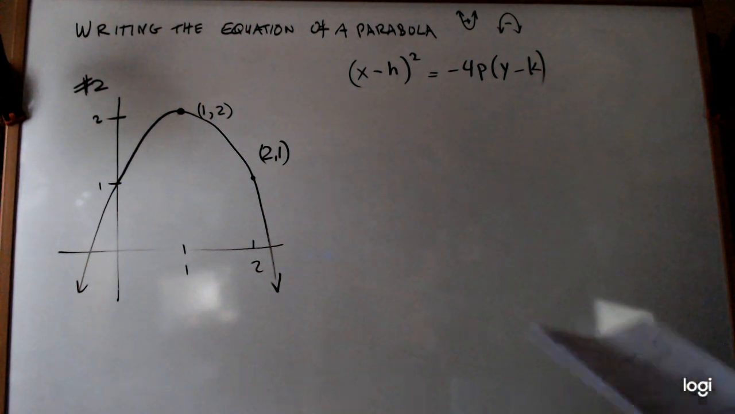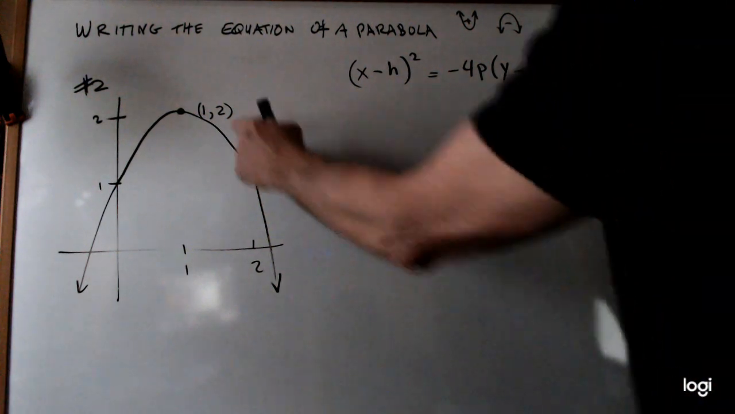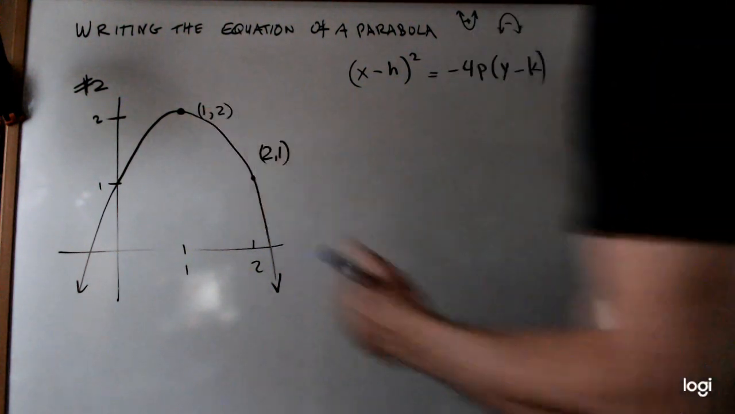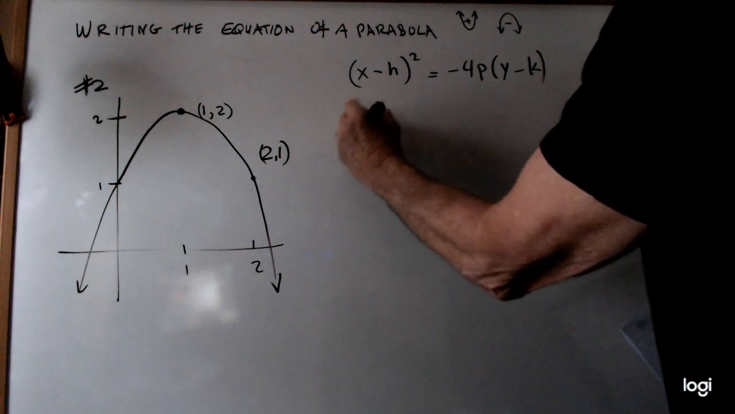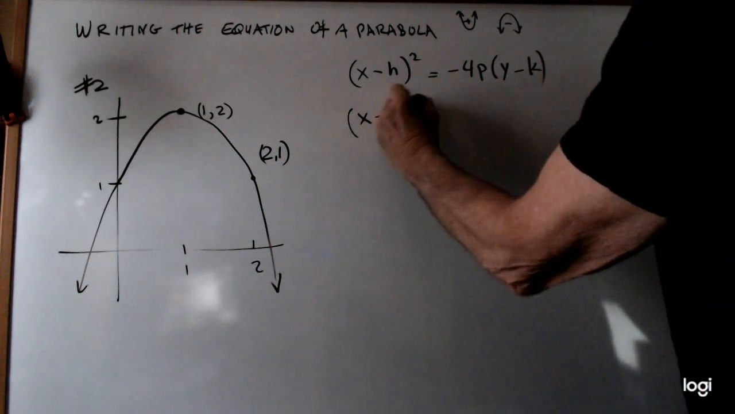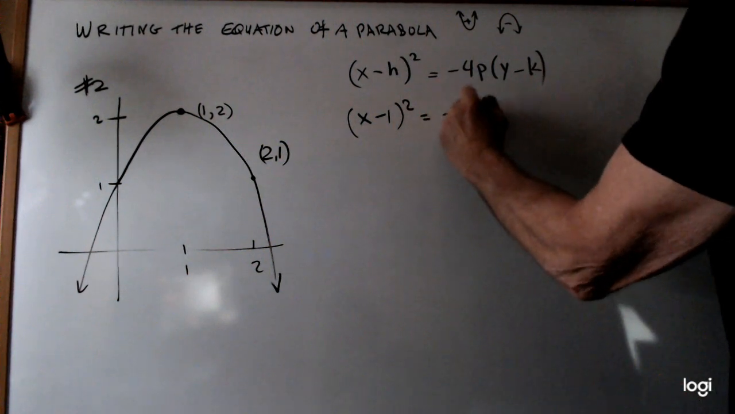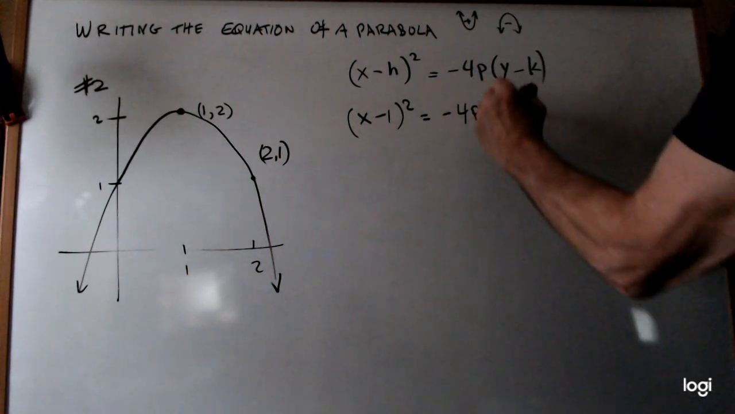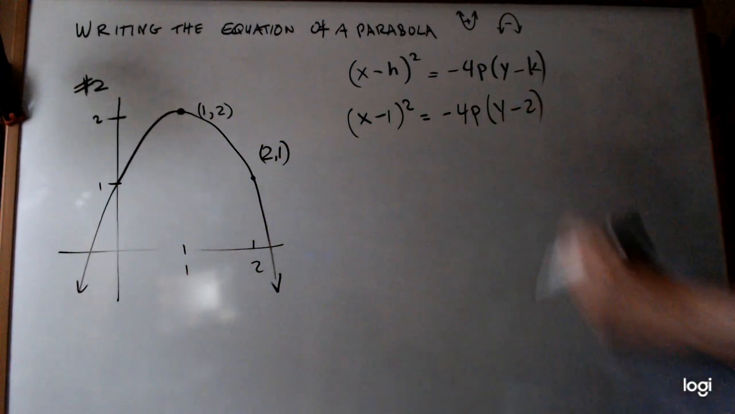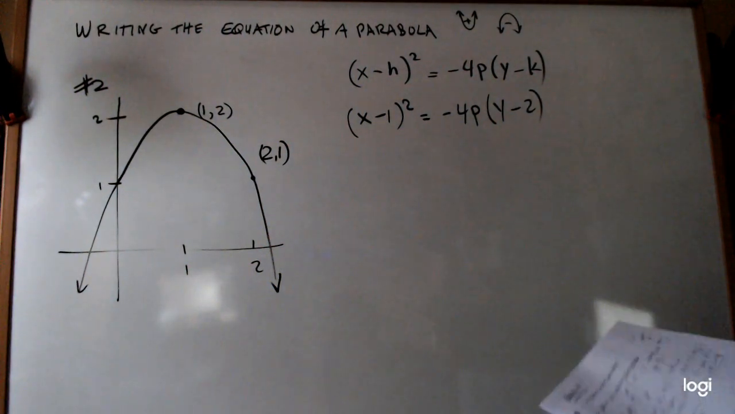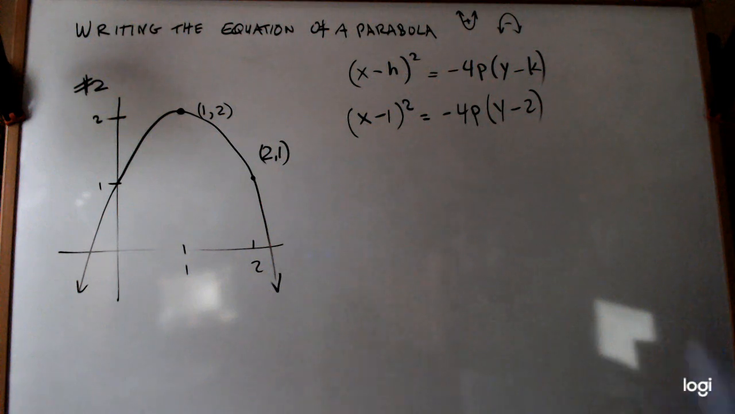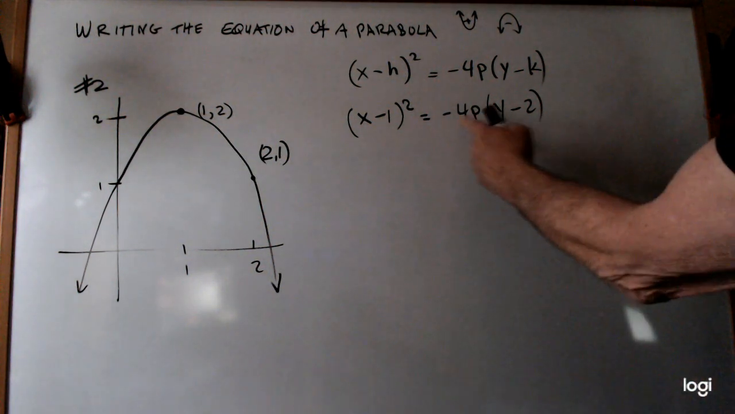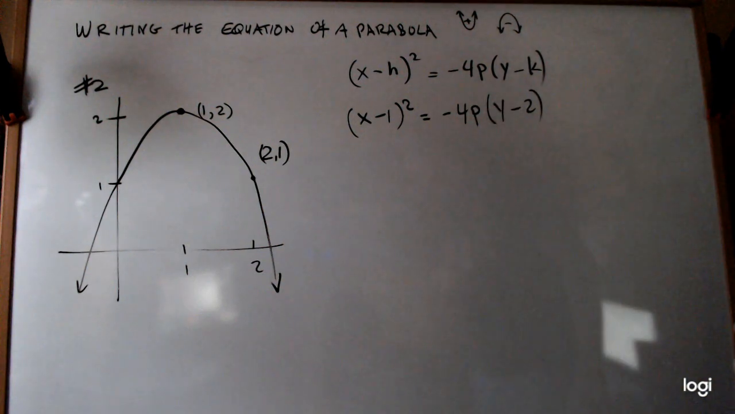So here we go. First thing is to notice that we know what the vertex is. So h is 1, k is 2. So we now know we have x minus 1 quantity squared equals negative 4p times y minus k, so that becomes y minus 2. Okay, so moving along here, the next thing to do is to try to find p. See, this isn't fully determined yet. We want to find p.